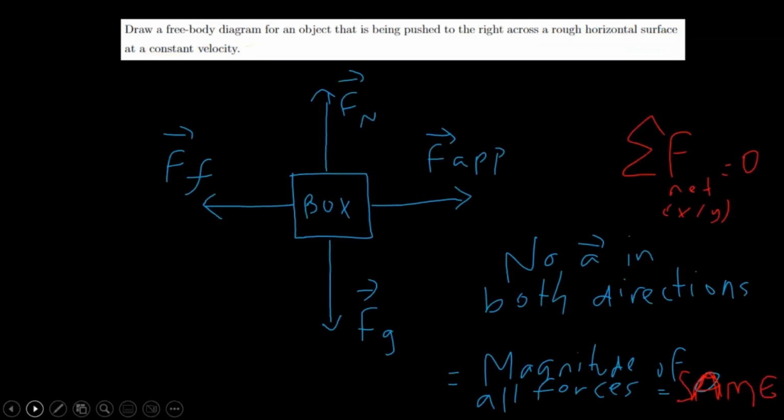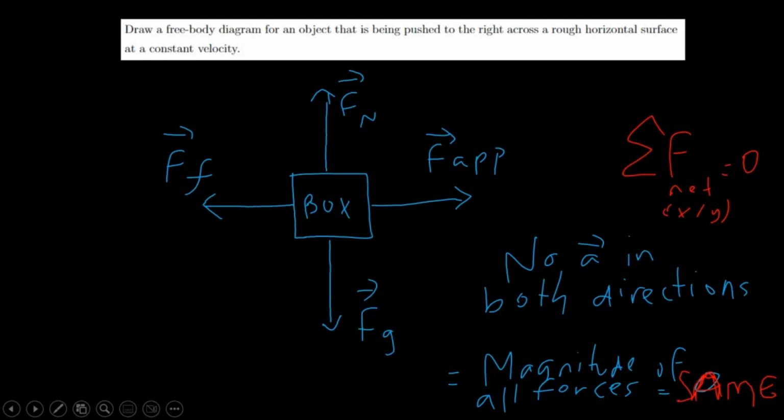If you remember earlier from the slides, that means that the acceleration of the object is zero, which means the net force in all directions is zero, which means that the magnitude of the vertical forces are equal and the magnitude of the horizontal forces are equal. So hopefully when you draw the free body diagram, it should look something like this. We should have that as our free body diagram.